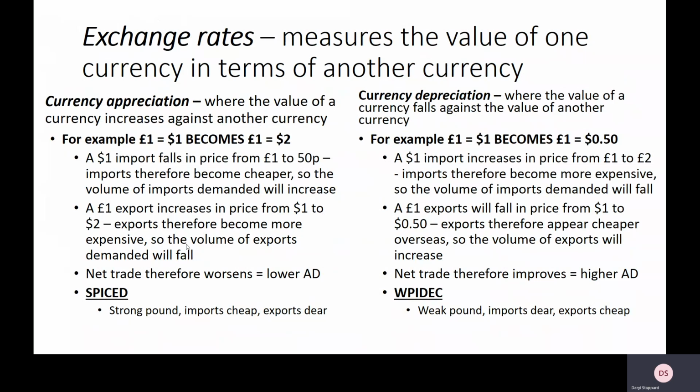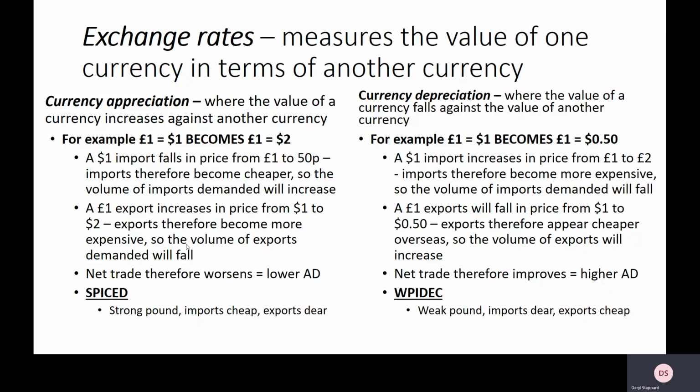Right, what I said I would end on was exchange rate theory. Now, if we look at an exchange rate first of all, it's where we look at the value of one currency in terms of another currency. And what we can have is either a currency appreciation or a currency depreciation. Now, I'm going to start by assuming that £1 is equal to $1. What we're now going to do is to appreciate the currency, which means that £1 is now worth $2.